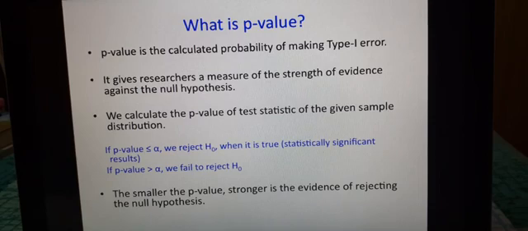It is a measure. We calculate the p-value of test statistics of a given sample distribution, and then we compare it with the value of alpha. If p-value is less than or equal to alpha, we reject H0 when it is true. That is, we get statistically significant results. Whereas, if p-value is greater than alpha, we fail to reject the null hypothesis. It means we do not accept the alternative hypothesis. So, the smaller the p-value, the stronger the evidence for rejecting the null hypothesis when it is true.